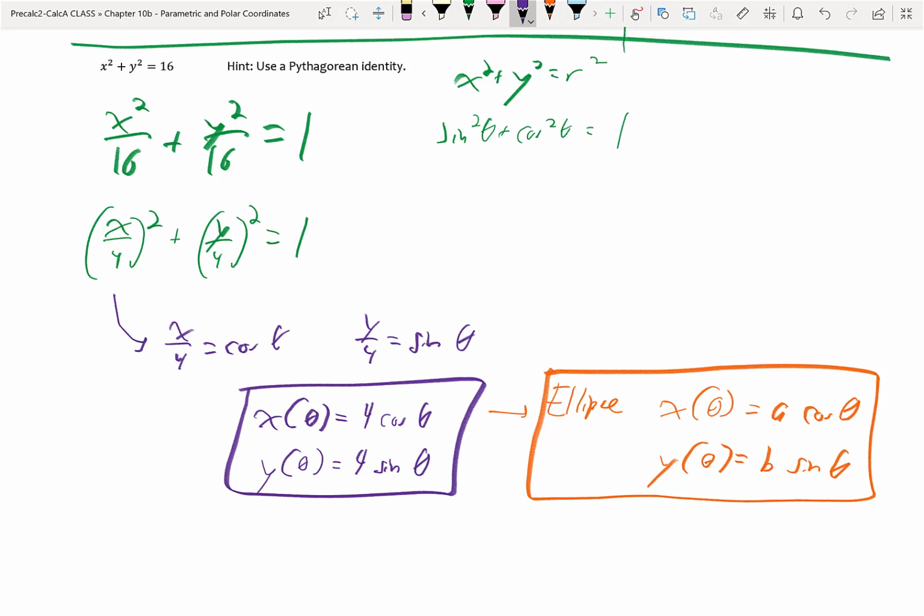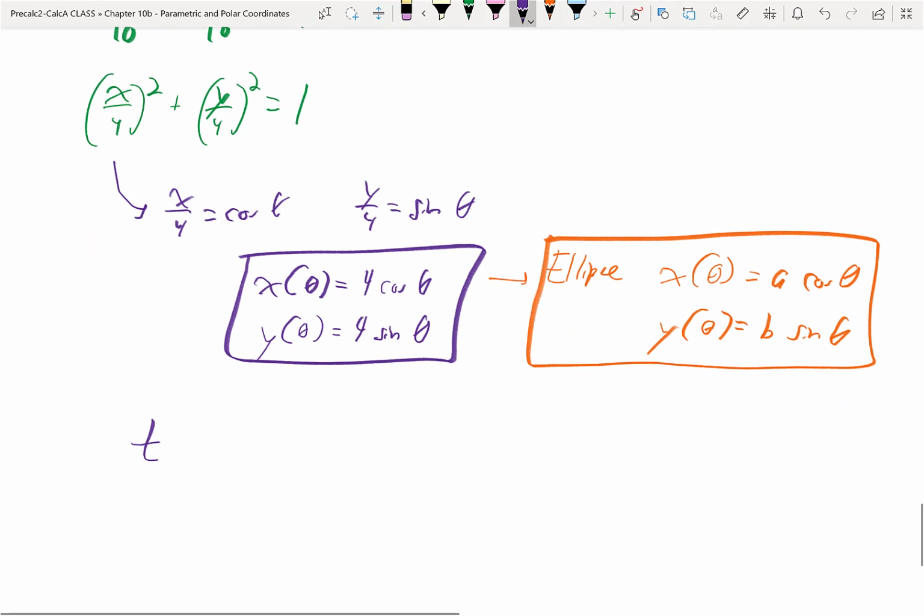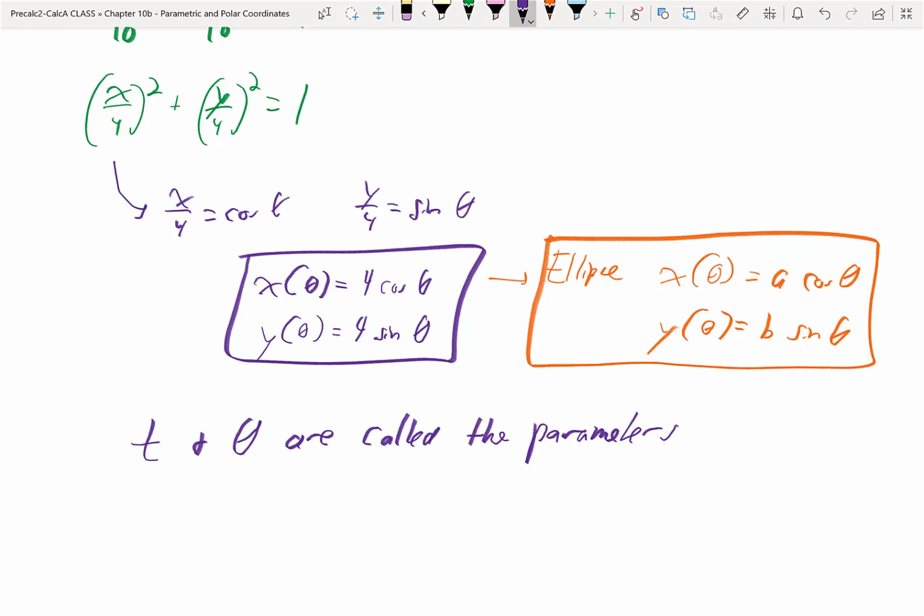There's a term I want to present to you, now that we're at the end. T and theta are called the parameters. That's where the parametric name comes from. And that's the new independent variable.